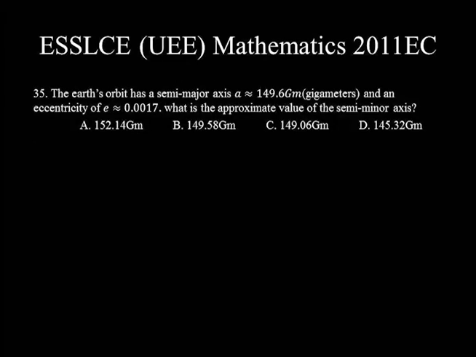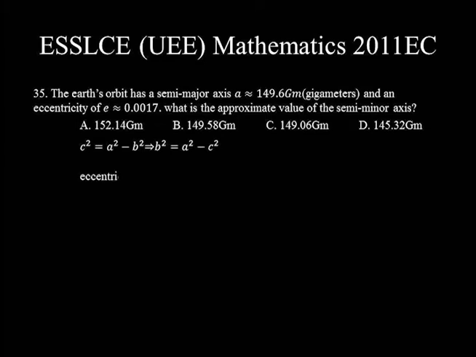Question number 35. The Earth's orbit has a semi-major axis a equal to 149.6 gigameters and an eccentricity e equal to 0.0017. What is the approximate value of the semi-minor axis? It's known that the length from the center to the foci, c squared, is equal to the length of the semi-major axis, a squared, minus the length of the semi-minor axis, b squared. This implies b squared is equal to a squared minus c squared.